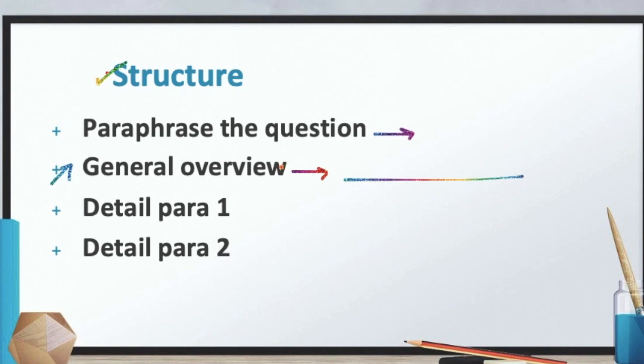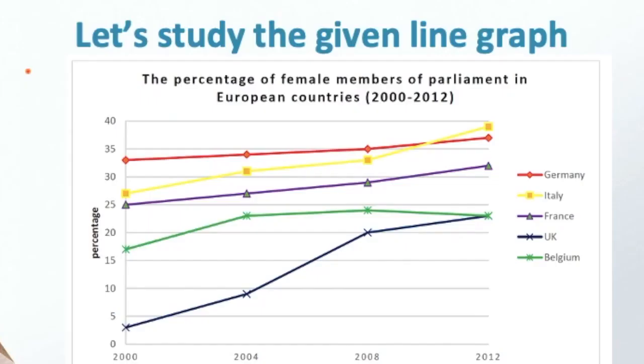And please note that we don't include any data, any figure in the general overview. We include the details, the statistical data only in the detail paragraph. So this is where we actually note down the information, what all is there in it. Let us study the given line diagram now. This is the percentage of female members of parliament in European countries from the year 2000 to 2012.